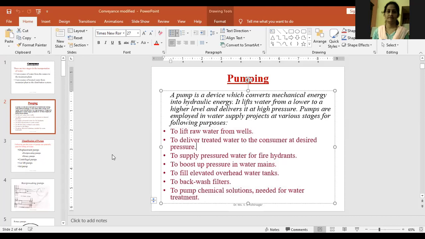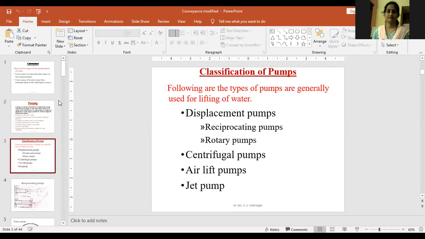Okay, so pumping we have discussed, and now we will see what types of pumps we can use for the transmission of water. There are different types of pumps available. The first is the displacement pump, and in that again there are two types: the reciprocating pump and the rotary pump. Then the third one is the centrifugal pump. Then the fourth one is the airlift pump, and then the jet pump.